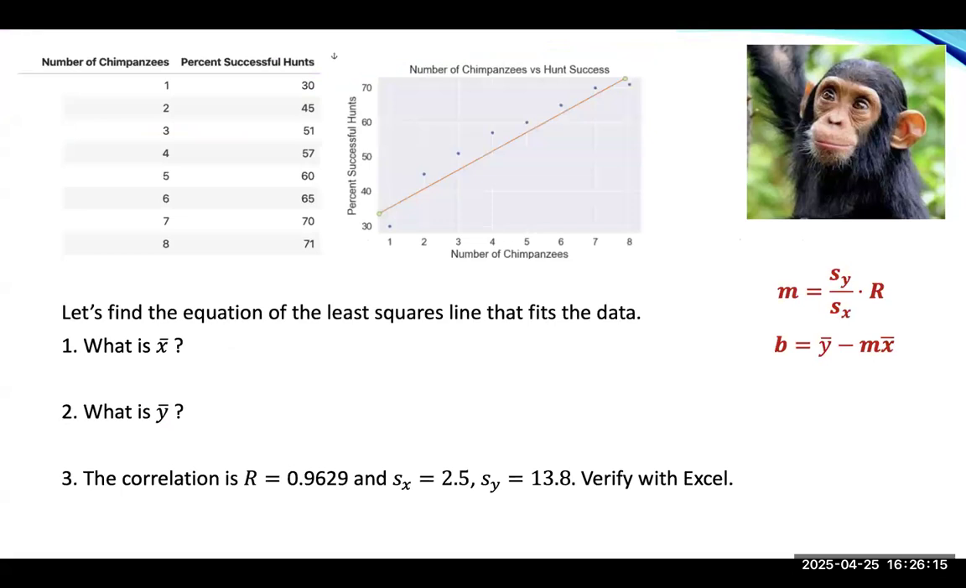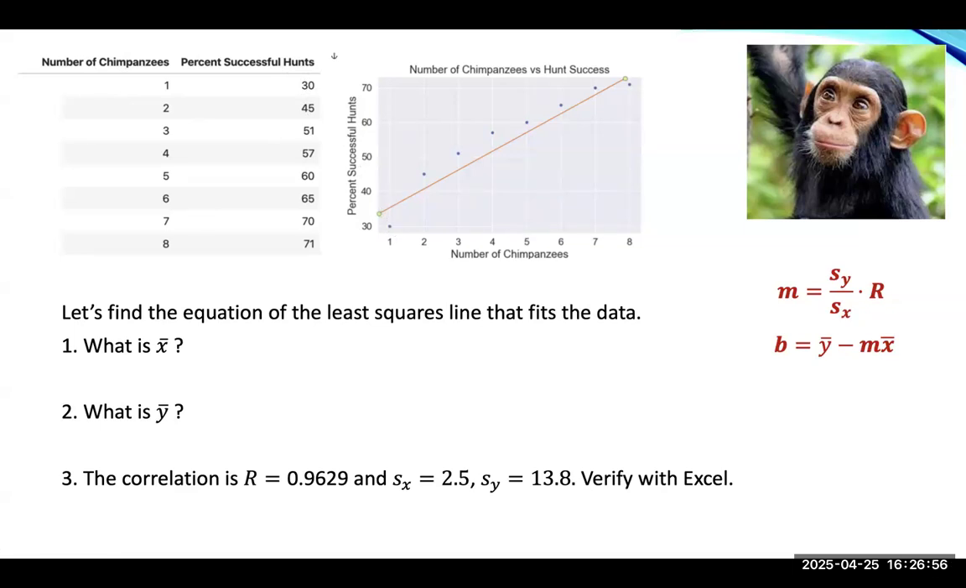So on the left, you see the data, the number of chimpanzees in a hunting party, and the percent of successful hunts. And on the right, you see a scatter plot where the x variable is the number of chimps, that's the explanatory variable, and the y variable is percent of successful hunts. So for example, when we have one chimp, the percent of successful hunts is 30%, and you can see that dot right here representing that information.